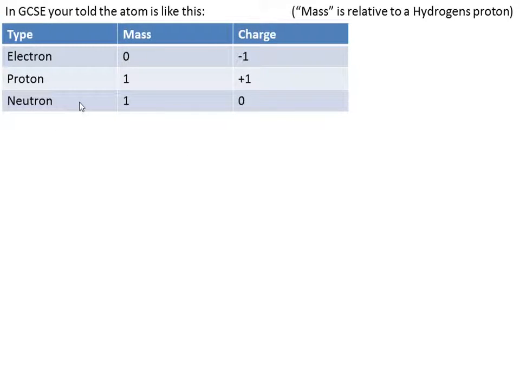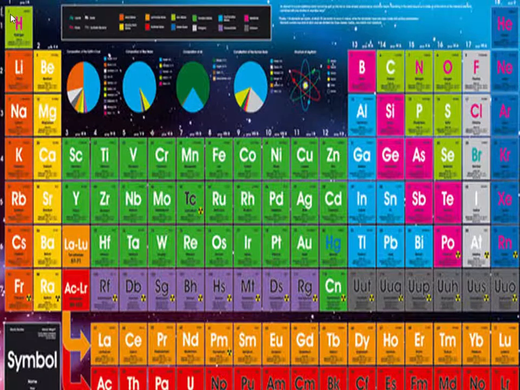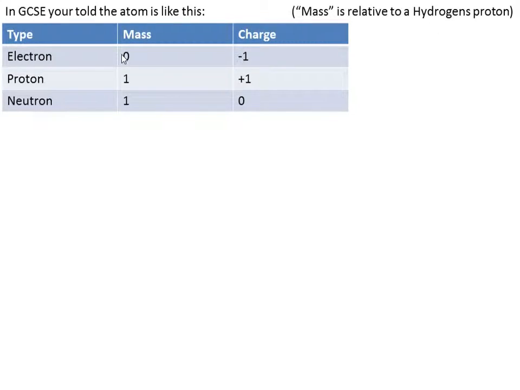In GCSE, you'll get told in an atom there are electrons, protons, and neutrons. These are the three subatomic particles that make up an atom. There are even further subatomic particles which make these up, but we won't go into that. An electron's mass is 0, a proton's mass is 1, a neutron's mass is 1, and these masses are measured relative to this, which is why they don't have a unit on them. Otherwise there'd be like 10 to something, negative something, kilograms.